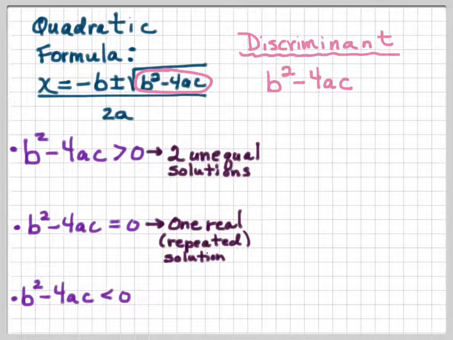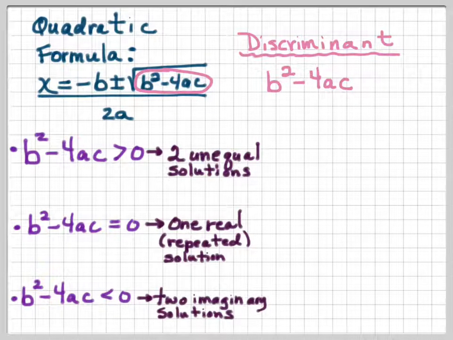If it is equal to 0, there's one real solution. Now, that might not sit well with you because there are always two solutions. But if you consider a perfect square trinomial like x squared plus 2x plus 1, that's x plus 1 times x plus 1. So the solution is x equals negative 1 in that case. And we'll go over that a little bit later. Then, if it's negative, you can't take the square root of a negative number in the real number system, so we have to use the imaginary number, so you'll have two imaginary solutions.